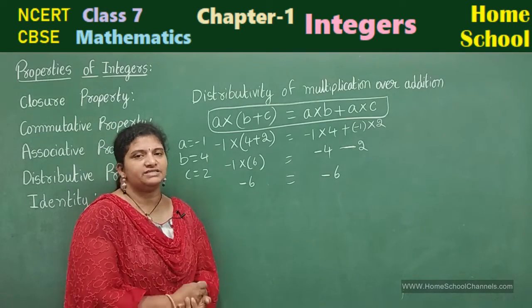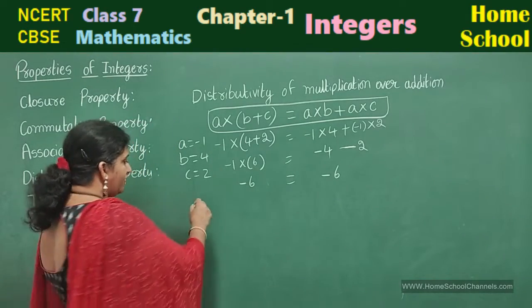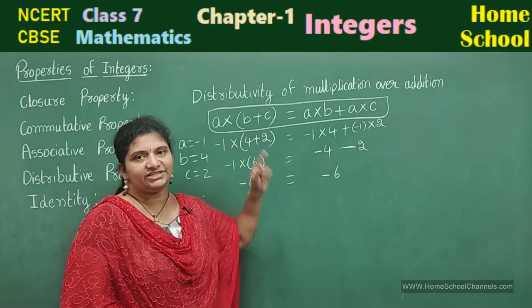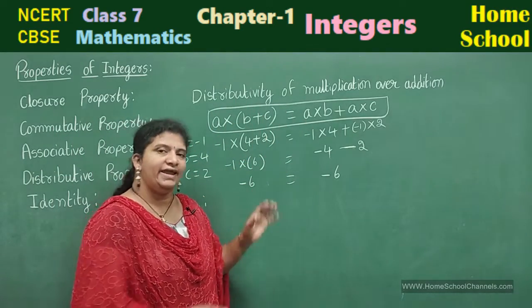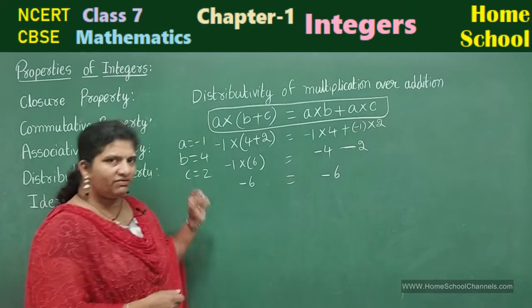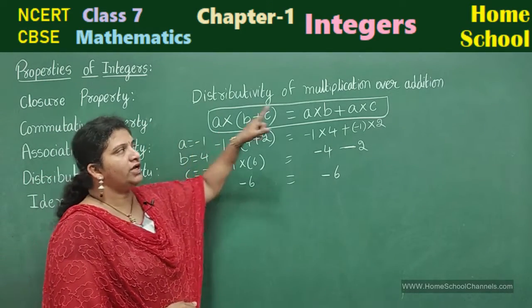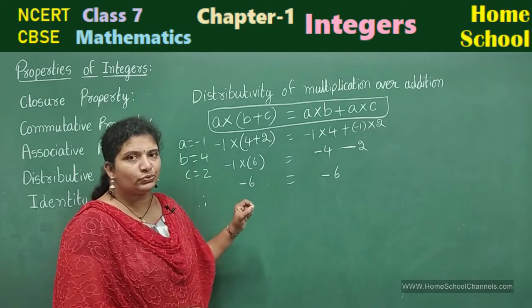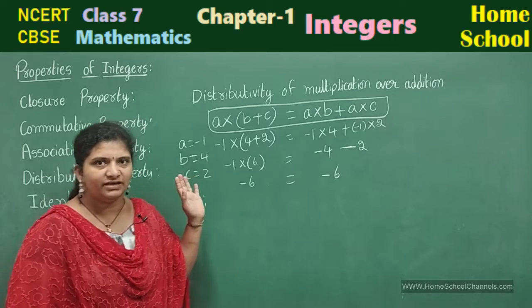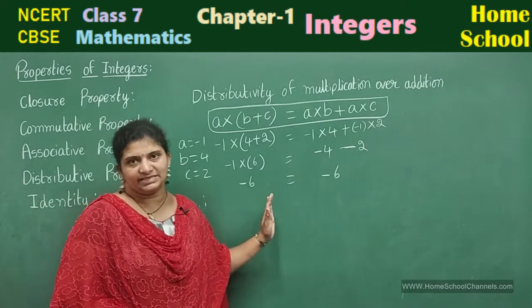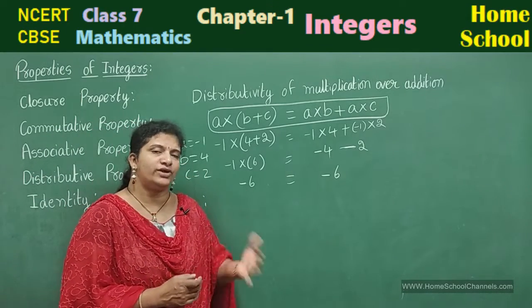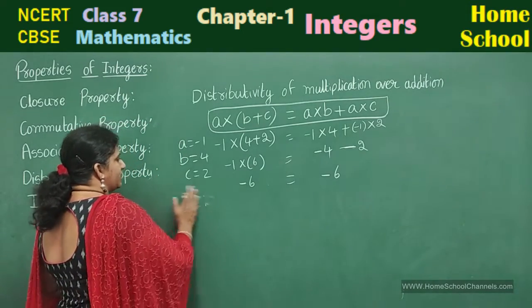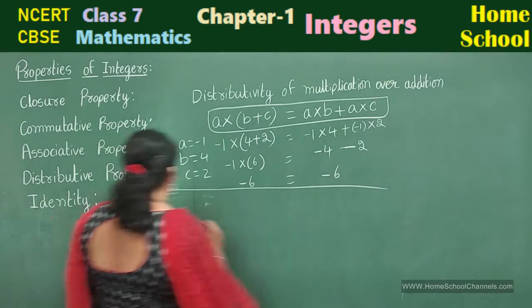So, if it satisfies, what are we going to say? Therefore, distributivity of multiplication over addition is true for integers. What is the statement we need to write? Distributivity of multiplication over addition is true for integers. Okay, I have done one example. You can go with any 2 or 3 examples. In the same manner, we change the statement. What is that statement?